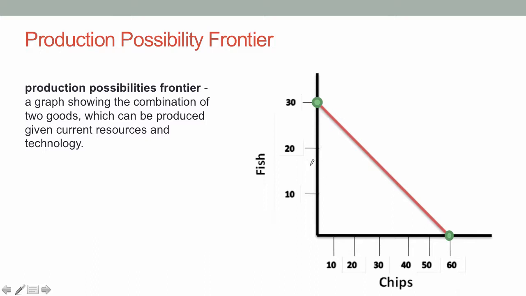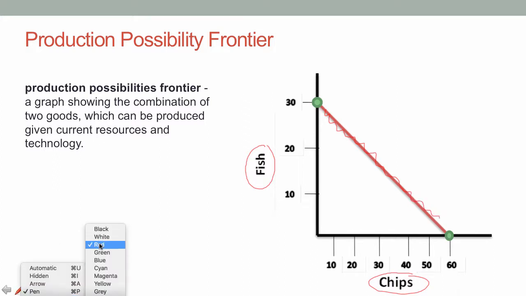Now, how do we interpret this a little bit? What this is saying is I can either produce fish in my restaurant, maybe I'm a fish house, or I can produce chips in my restaurant. I have the resources to serve fish, I have the resources to create chips, and along this line here, I have the resources to make combinations of fish and chips. So what do you mean by that? Let's pick a blue here.